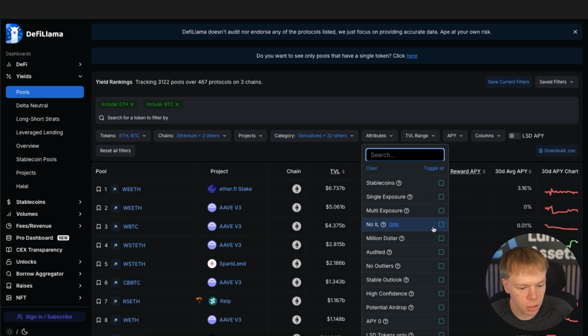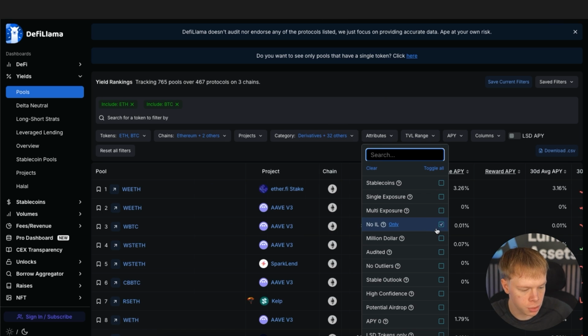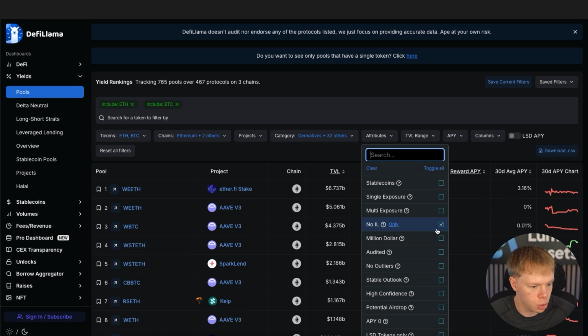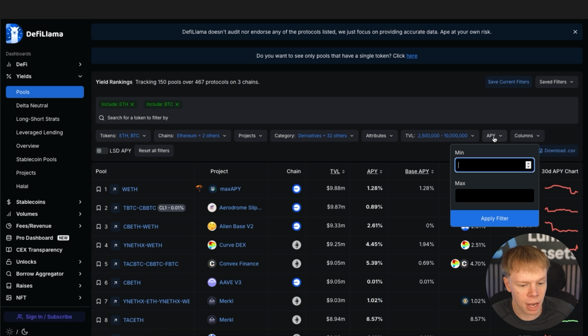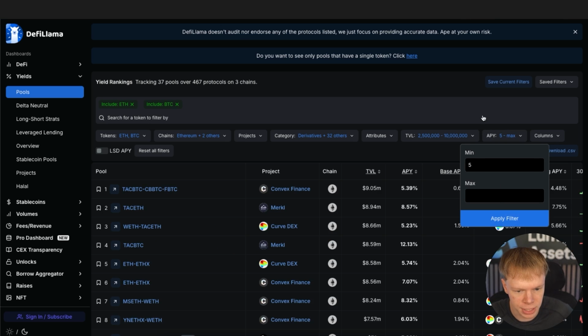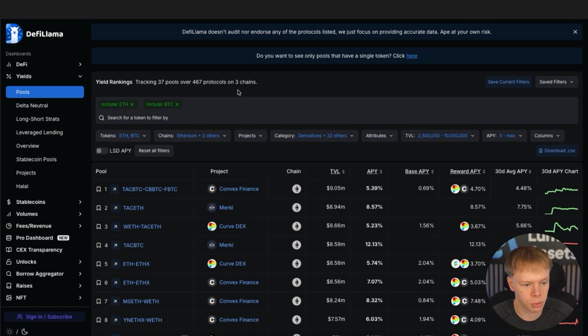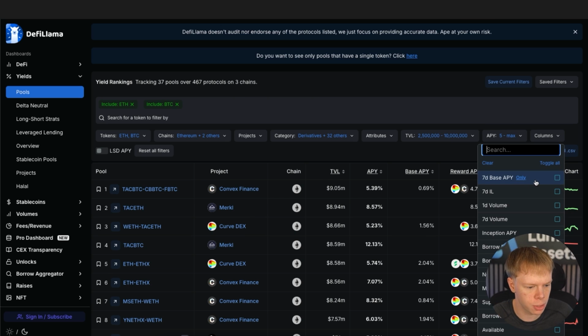We could say, hey, we want to look at no impermanent loss pools. So these are going to be ones that are single asset exposure or multiple derivatives of ETH together. And maybe we want to look at pools that have above a $2.5 million TVL, but below $10 million in TVL. We can type that in right over here and browse across those pools. And of course, we want a decent APY. So let's do above, say, 5%. And we got 37 different pools right here. And they have a lot of other categories here as well.